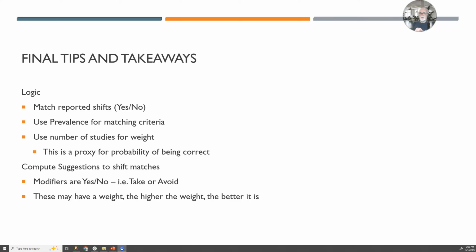Remember, modifiers are yes, no, take or avoid. So most of the things are yes or no, yes, no, yes, no, and where the real value comes in is the weight, and that weight we are trying to adjust for the uncertainty of correct identification. And generally, when we do everything, we calculate a weight, and the higher the weight, the better it is, or the lower the weight if it's a negative value, the worse it is, the more it should be avoided.